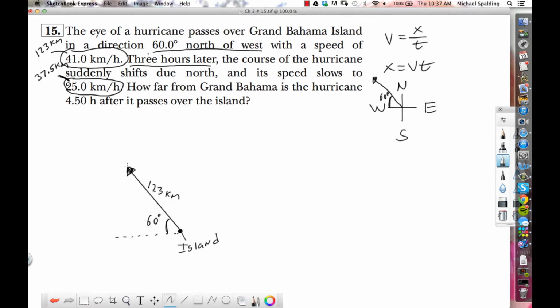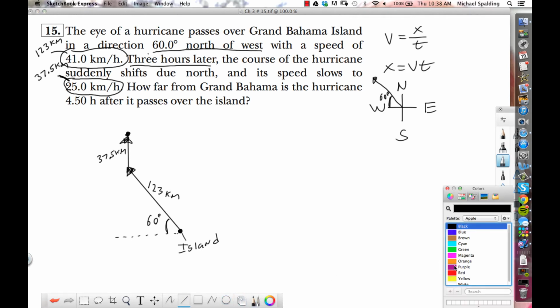Now, the hurricane then changes direction and travels directly north for 37.5. So just make it shorter than the first vector. So this is directly north, and that is 37.5 kilometers. The thing we're being asked to solve for is the distance from the hurricane, which is here, to the island. So we're basically looking for the resultant. I'll put that in red. So from there to there, that's the resultant vector.